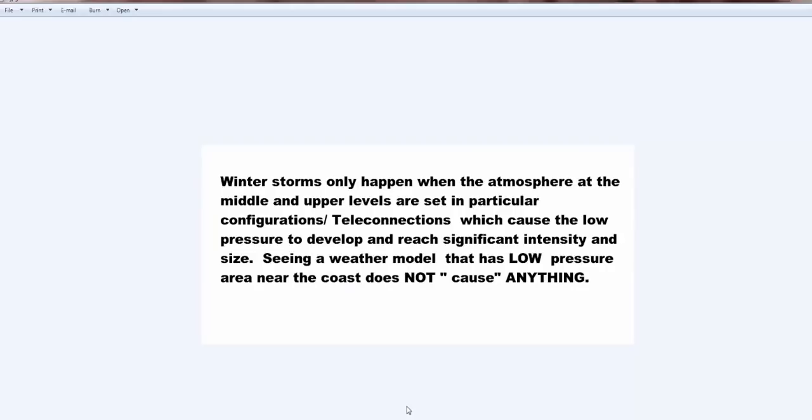Now, this is one of the rules which I put together for forecasting winter storms on the East Coast. Winter storms only happen when the atmosphere at the middle or upper levels is set in particular configurations or teleconnections, weather patterns, which cause the low pressure area to develop and reach significant intensity and size. So seeing a weather model that has a low pressure, the L, let's say near the North Carolina coast, does not cause anything. The model reflects the atmosphere. It does not drive the atmosphere.